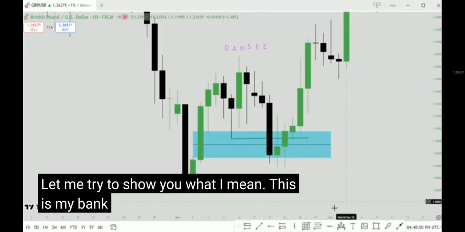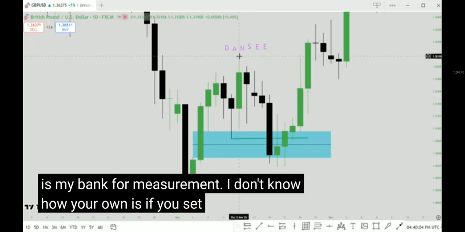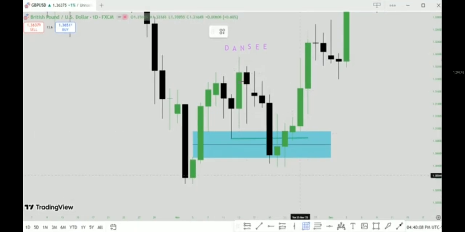This is my bank board for measurement. I don't know how your own is. If you have set your own, it's okay. If you haven't set it, I can still show you another way.